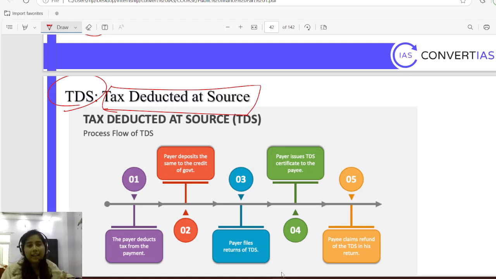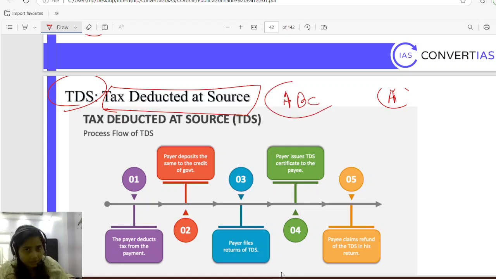If that taxable income is below the threshold of that person, like suppose A is an employee of a company ABC. There is a company ABC, A is an employee, and A used to get 10,000 of salary.